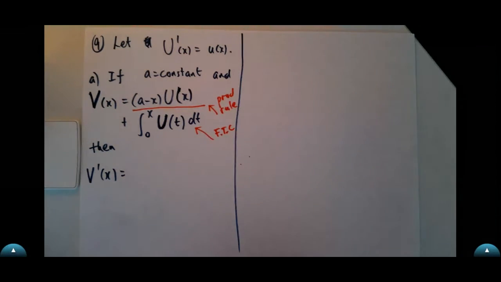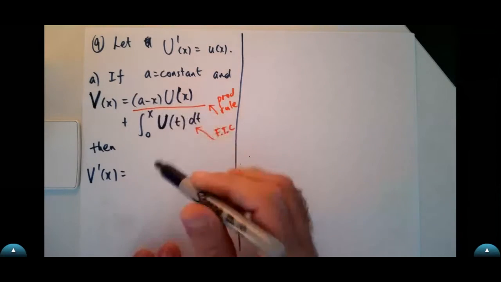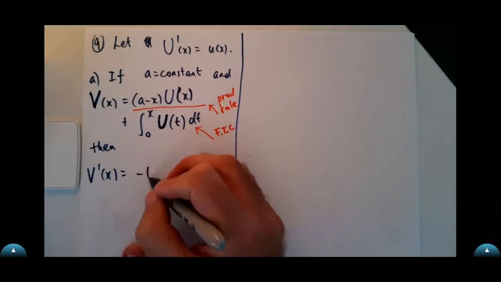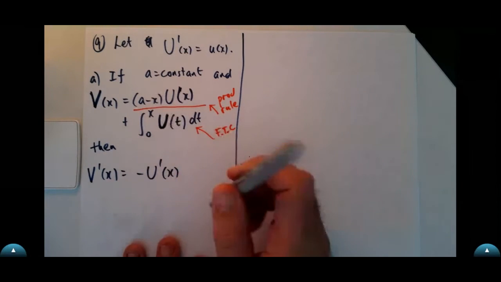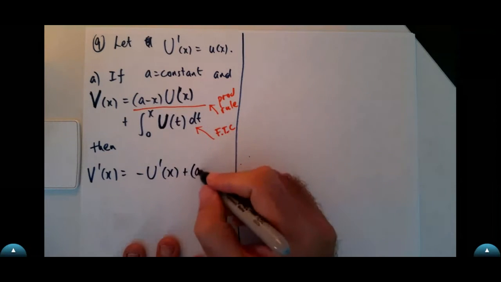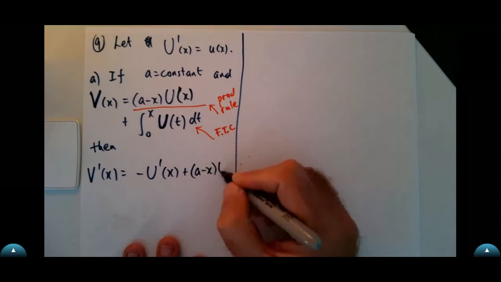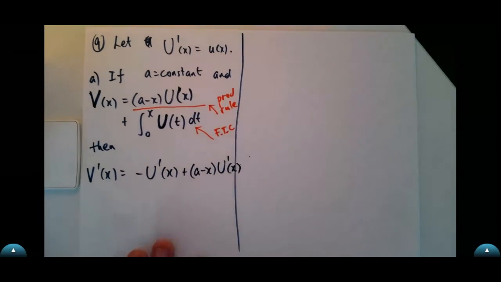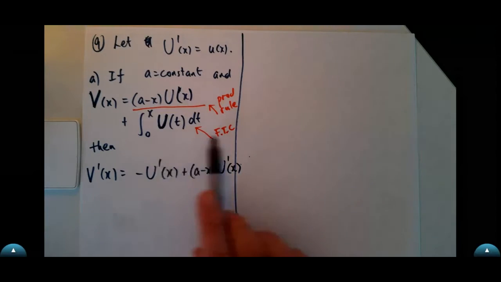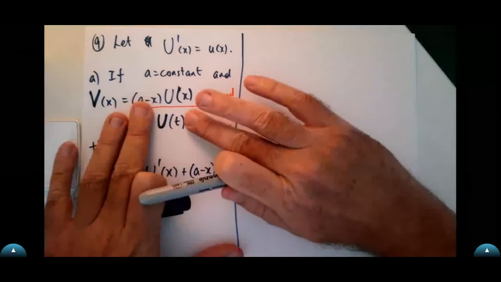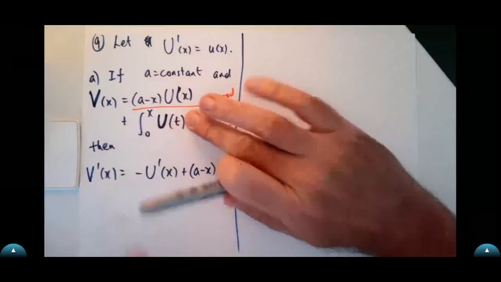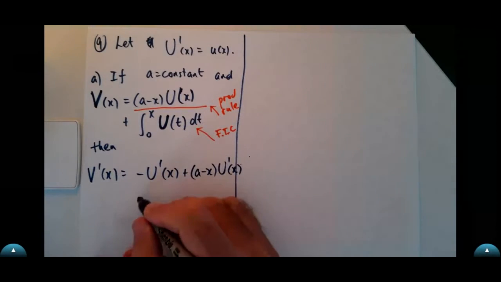Okay, so let's do that. If we differentiate this, we'll get negative u dash of x, so product rule, and if you have that, get that. So that's the first part taken care of. And then the fundamental theorem of calculus says, well, I cover up the integral sign and I replace t with x, or whatever the dummy variable is.